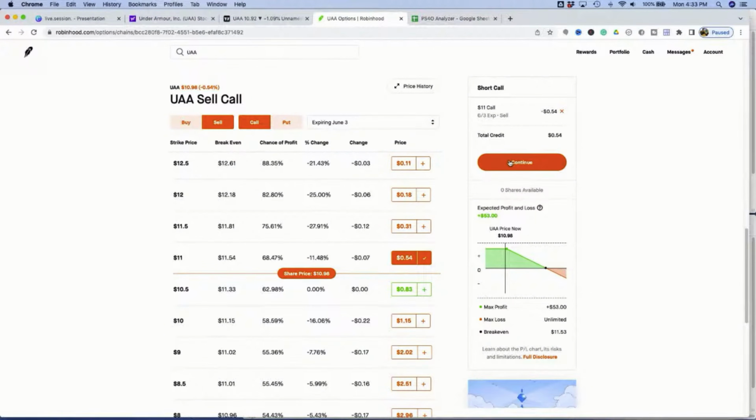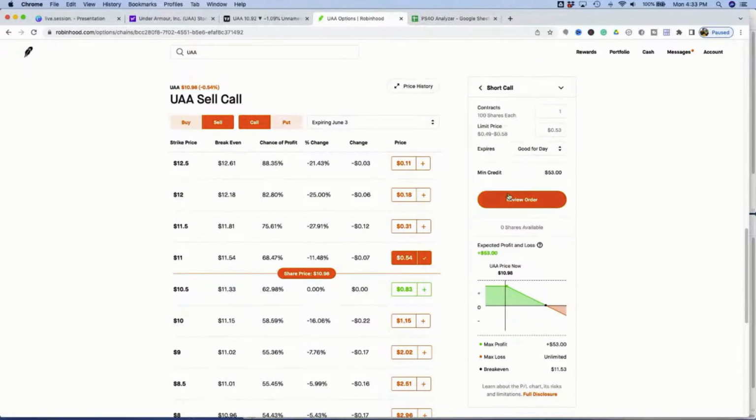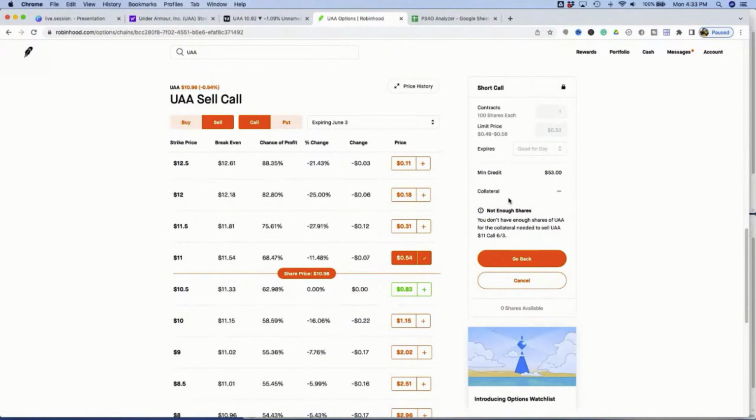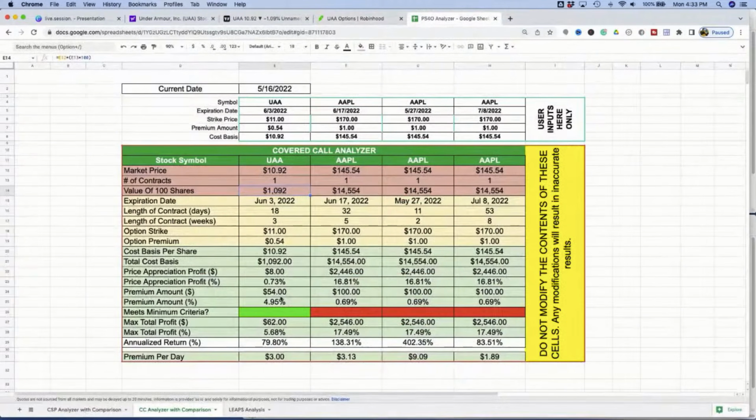And now we can see if I hit continue, it's going to let me review my order. And what I'm doing is selling 1 contract with a 54-cent per share premium. And so I would receive that $54, right? Because it's 54 cents per share times the 100 shares would be $54. And that's how I come up with this premium amount. All right. So that's a quick example using some shares of stock that I hold, Under Armour.